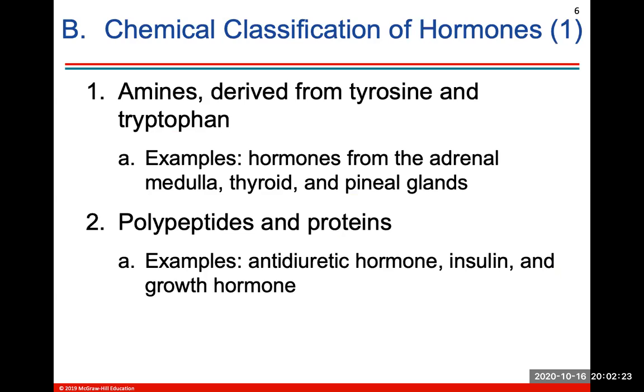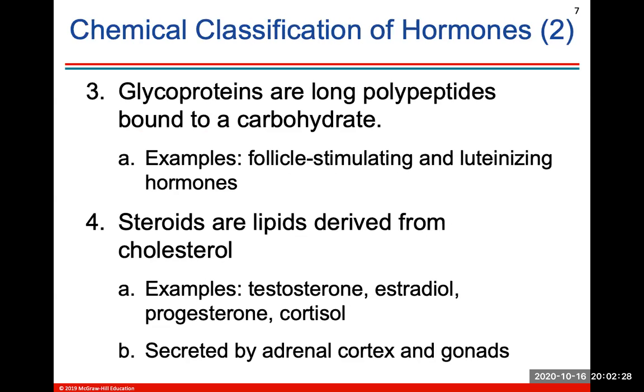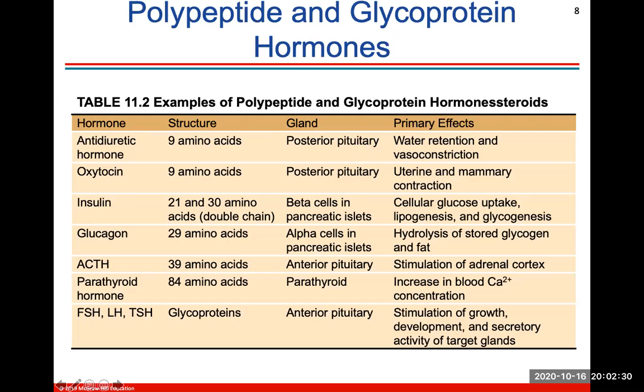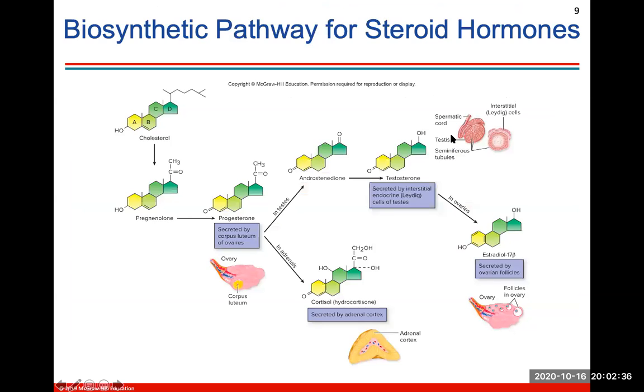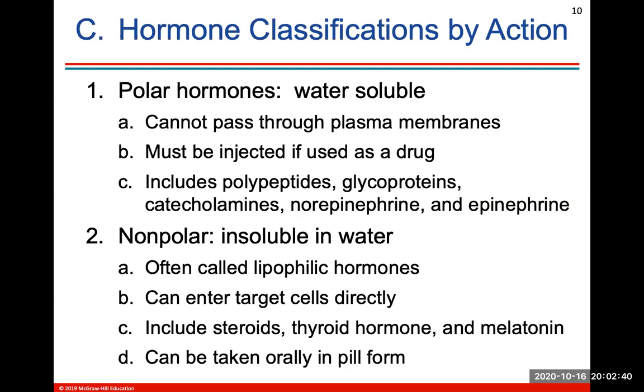Chemical classification of hormones. I'm going to skip over this. It just tells you how the hormones can be classified, basically, and how they look. So this takes you through the different hormones, how many amino acids are involved with them, and then the primary effects. So you don't need to know the chemical classification for the different hormones.